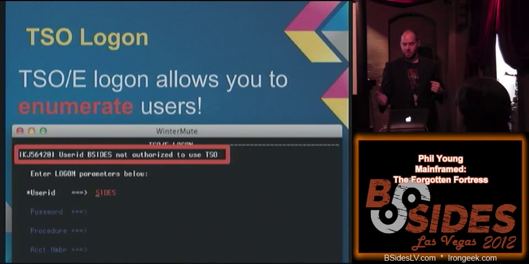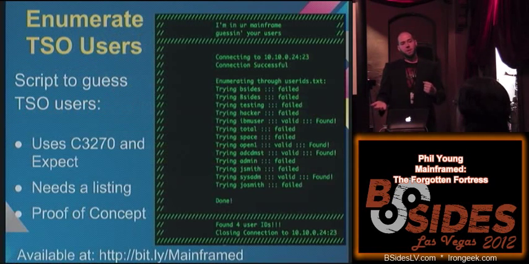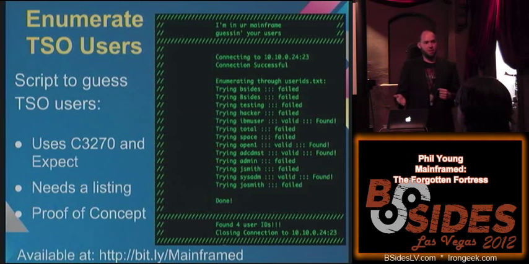So I wrote a script that uses expect and C3270, which is the console 3270 emulator, to take an IP address and a list of user IDs and walk through, connect to the mainframe, try it, record the results, and just iterate through that whole file. It's a proof of concept. It's on my site, bit.ly/mainframed. It may or may not work in your environment. It was just to show that it could be done on a test environment.